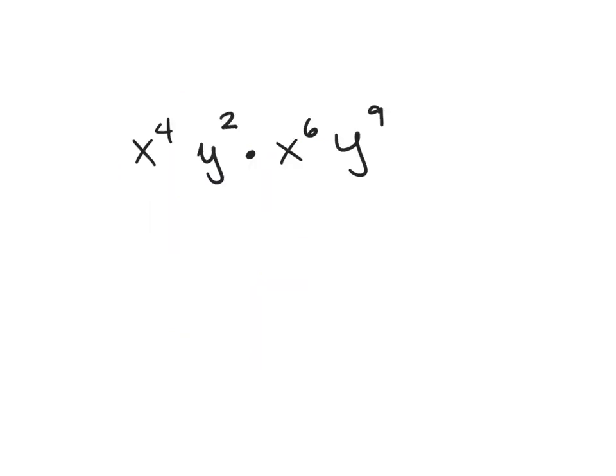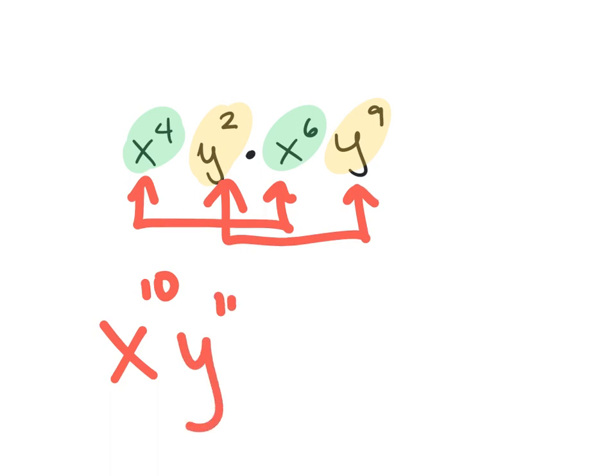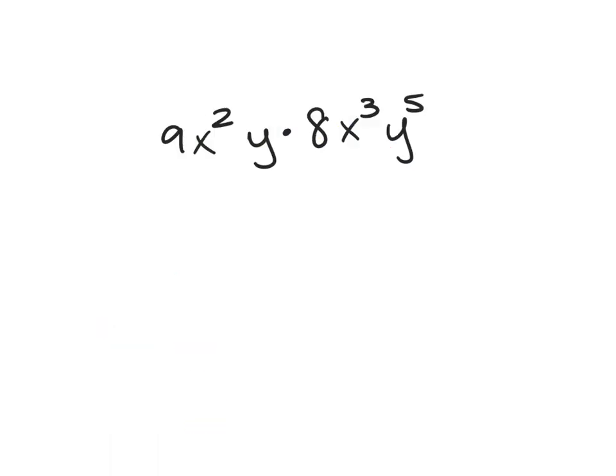So let's try a couple of examples. Here, again, we're looking at the bases. These have the same base, and these have the same base. So when I actually multiply them, x to the power of 4 times x to the power of 6 is x to the power of 10. And then y to the power of 2 times y to the power of 9 is y to the power of 11. Again, same thing here. We can only multiply, but we end up adding. That's the trick. Ones that have the same base.